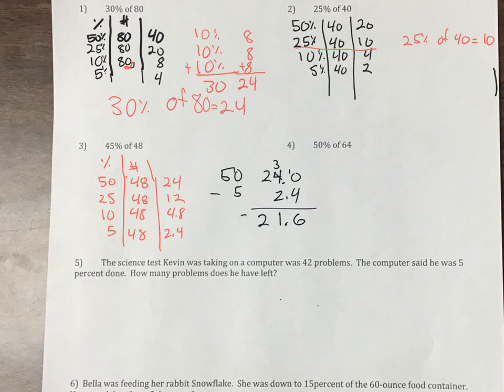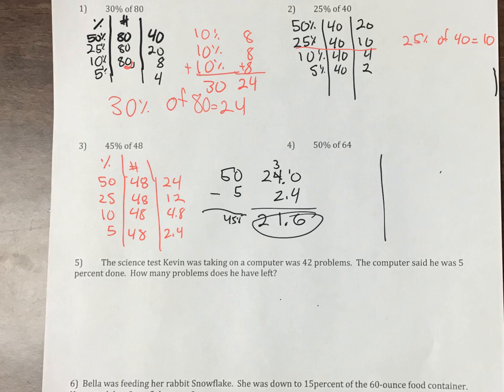Now, does that make sense? So that's 45%. Does that make sense? 21.6 plus 2.4, is that 24? Yep, that is. Okay, so our answer, 45% of 48, is 21.6.